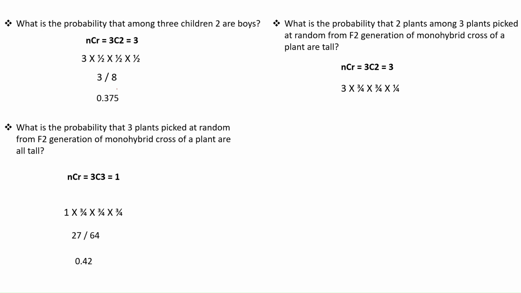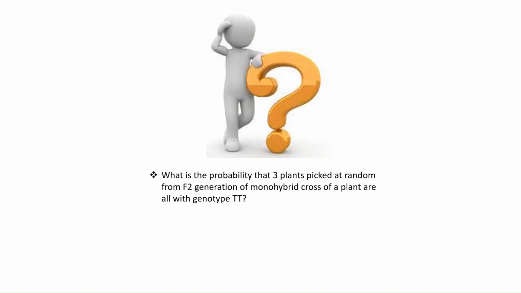Now in the first event we want tall, so the probability of tall is 3 by 4. Again the probability of tall is 3 by 4. So 2 tall, 1 dwarf, that is 1 by 4. So it is 3 into 9 by 16 into 1 by 4, which is about 0.4.